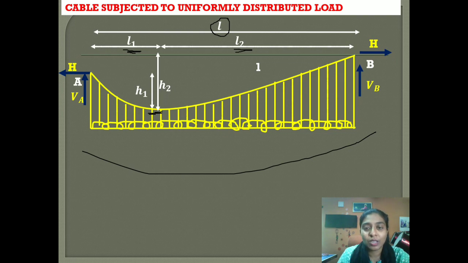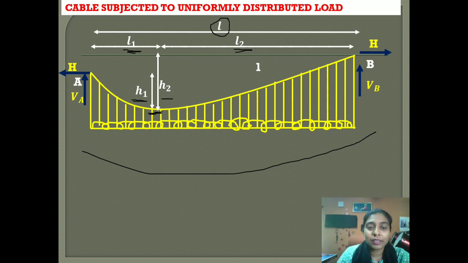L1 and L2. So L, the total length of the span, is equal to L1 plus L2. Now H1 is the height of the dip from the support A and H2 is the height of the dip from support B. VA is the vertical reaction at A, VB is the vertical reaction at B, H is the horizontal thrust at A and B, and the horizontal thrust at A and B will be the same, equal to H.